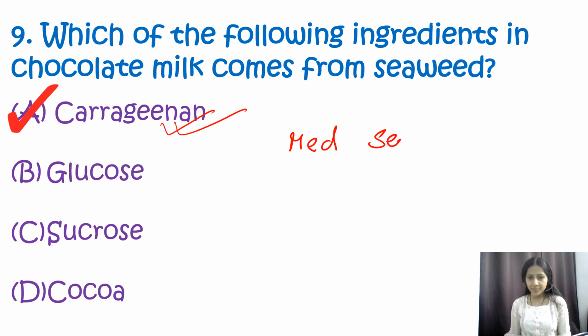It is derived from red seaweeds, and it is added to chocolate milk to improve its taste, texture or creamy consistency. So over here the correct option is A.